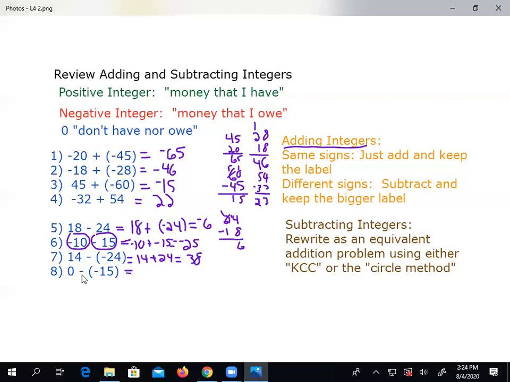And then if I have 0 take away negative 15, I can use the circle method if I want. So I can circle the 0. And when I circle the next term, you have to include the subtraction symbol with that. So what I have then is a 0 plus, but also the second term is actually the opposite of a negative 15, which is really the same thing as a positive 15. So when I rewrite it, it just turns into 0 plus 15, and 0 plus 15 is just simply 15. So that's a review of adding and subtracting.